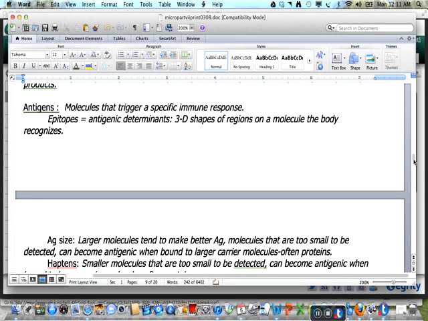The antigenicity of a molecule can be influenced by its size. Larger molecules tend to make better antigens. Molecules which are too small to be detected can become antigenic when bound to a larger carrier molecule called haptens. Haptens are often proteins.